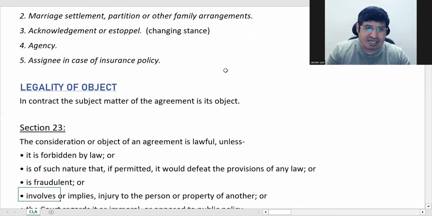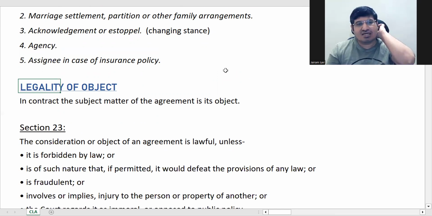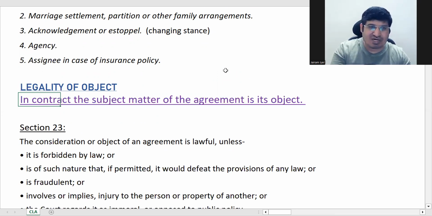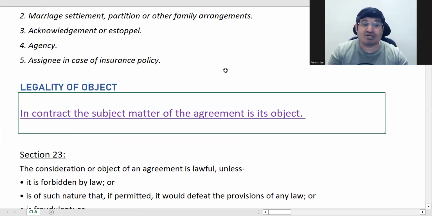Okay. So next is legality of object. We saw that the object should be a lawful object, correct? In the essentials of a contract, we saw that the object should be lawful, right? So in a contract, the subject matter of the agreement is the object. It is the object for which you both are dealing, right?